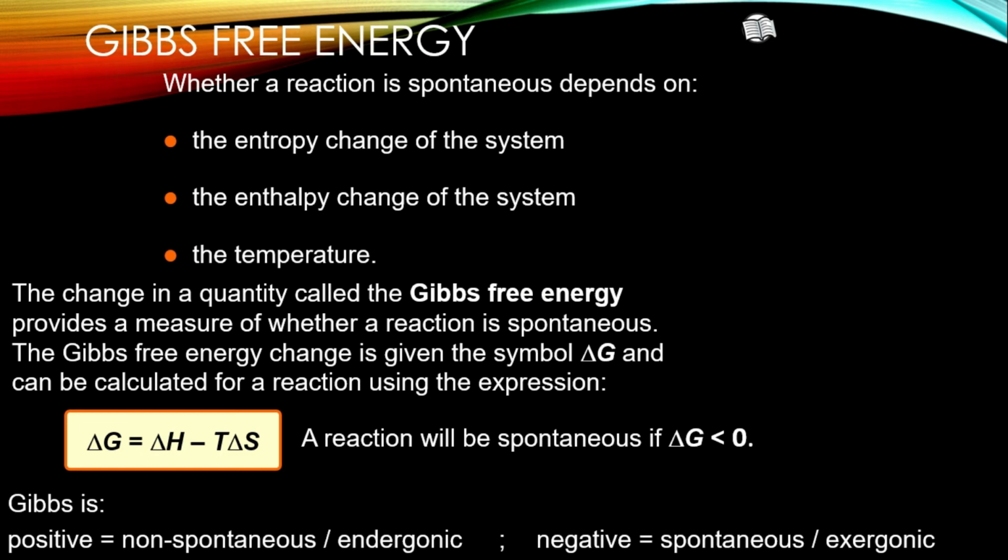So our formula for the Gibbs free energy is the change in G or the change in the Gibbs free energy is equal to the change in enthalpy minus the product of temperature and the change in entropy, where delta G is the change in Gibbs free energy, delta H is the change in enthalpy, T stands for temperature, which should be in Kelvin, and delta S is the change in entropy.